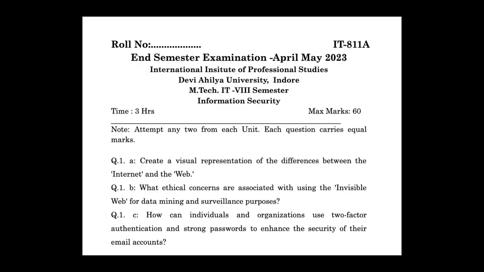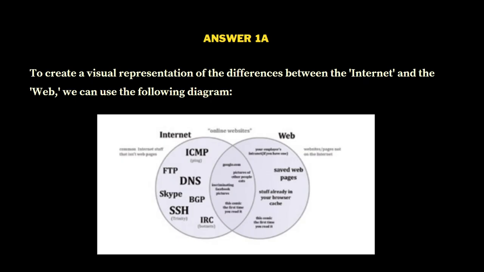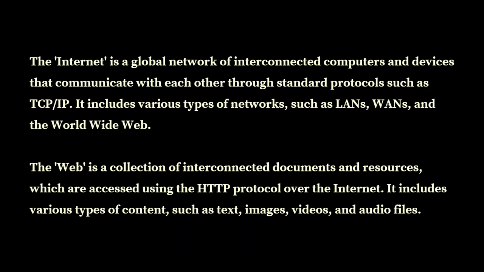Question 1. Create a visual representation of the differences between internet and the web. To create a visual representation of the differences between internet and web, we can use the following diagram. This diagram shows the components that are in the internet and the components that are in the web and their common components as well. The internet is a global network of interconnected computers and devices that communicate with each other through standard protocols such as TCP/IP.